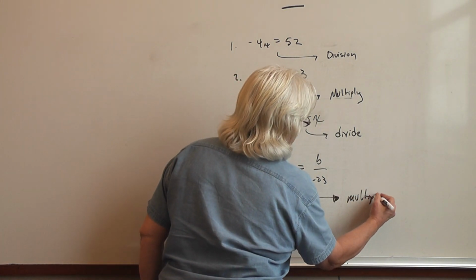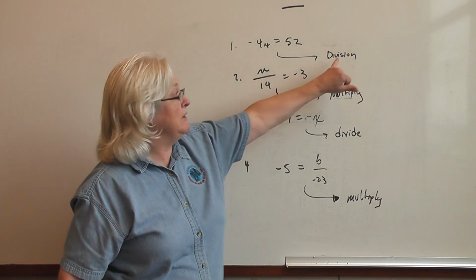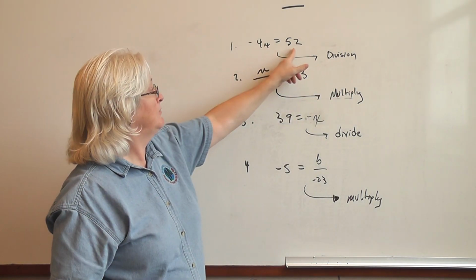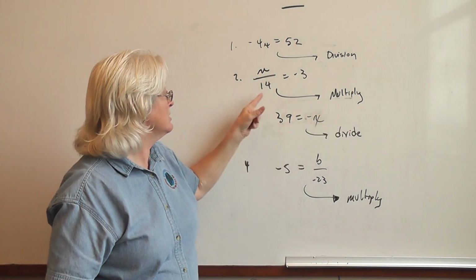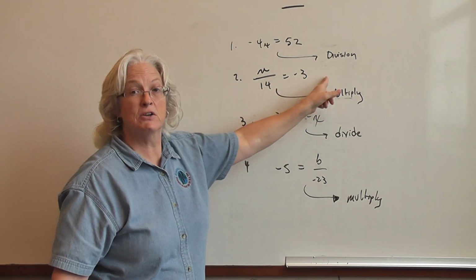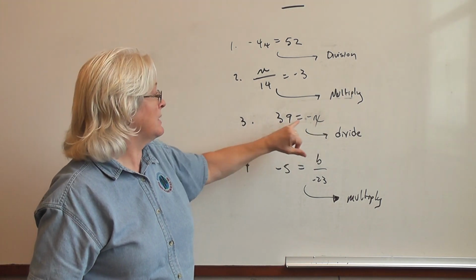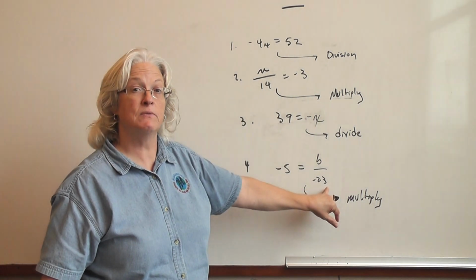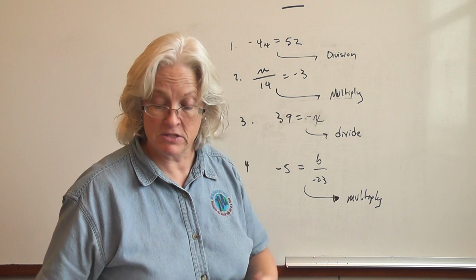This is all they wanted you to do here, but what would we be doing if we were solving? You would be dividing both sides of the equation by a -4. You would be multiplying both sides of the equation by a positive 14. Dividing both sides of the equation by a -1. Multiplying both sides of the equation by a -23. That's all that's involved in that.